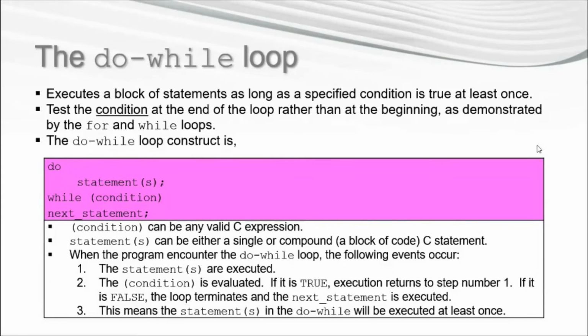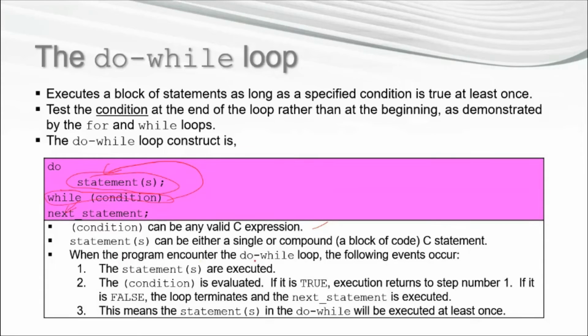So the do while loop construct is something like this: do, then the statements, then while the condition. So the do is happening first. The statements are executed initially, then we check the condition, and if the condition is false, then we move on to the next statement. If the condition is true, it again executes the statements. Here also the condition can be any valid C expression. The statements can be either a single statement or a compound statement, that is, a block of code.